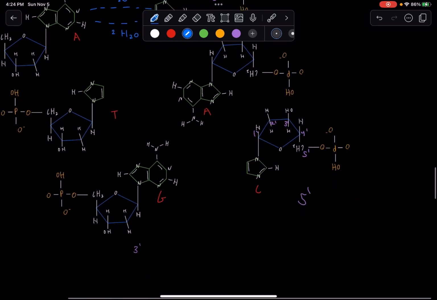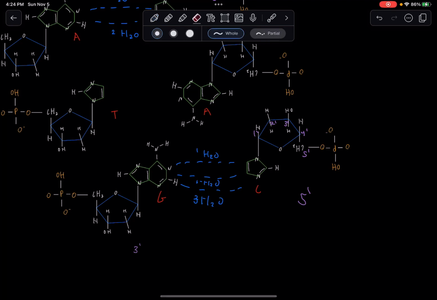As for G and C, it actually contains 3 hydrogen bonds. One, 2, and 3. And that is all for the overview of DNA.